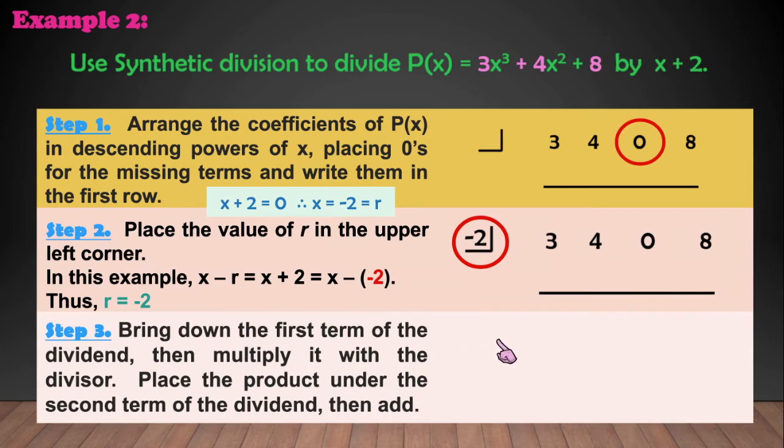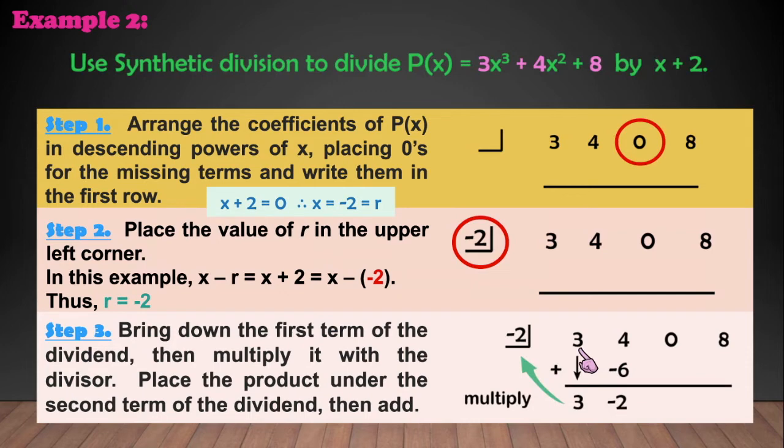And then, next step, bring down the first term of the dividend. So, the first term of the dividend is 3. Bring it down and multiply that with the divisor. So, 3 times negative 2, that will be negative 6. And then add. This will be negative 2.